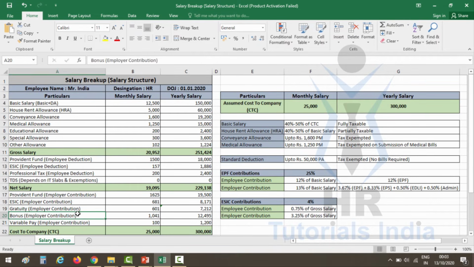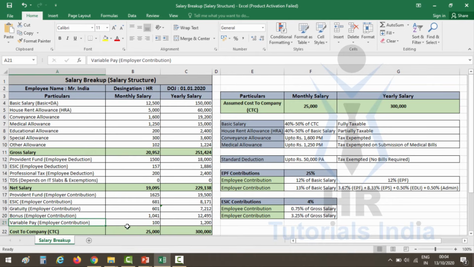Then comes bonus. Bonus is an employer contribution. Bonus is given to employees in the manufacturing sector or industrial sector. But I have calculated it here to help you understand how even bonus is calculated. In most companies, bonus is calculated on 8.33% of the basic salary. So I have given the formula 8.33% of the basic salary.